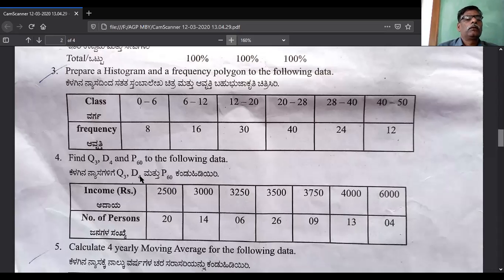Okay, they have to calculate Q3, D4, and P60. Okay, P60 they have to calculate. Before this, I'll explain what is P60.